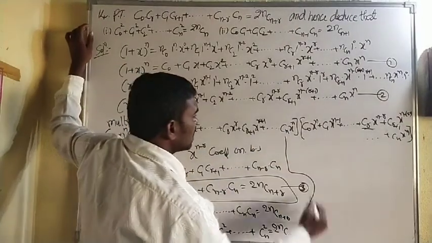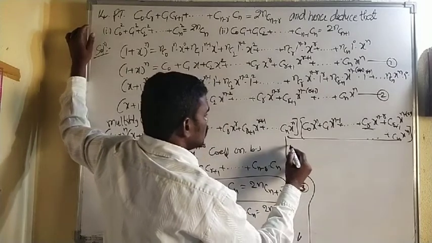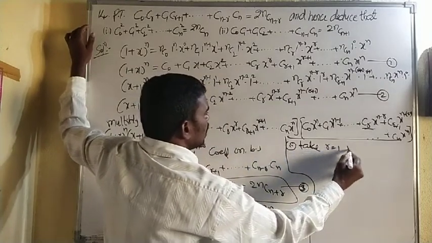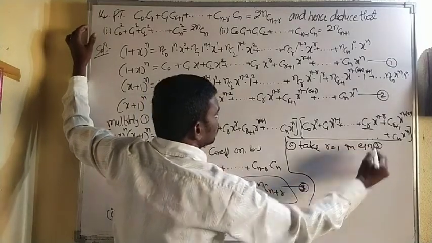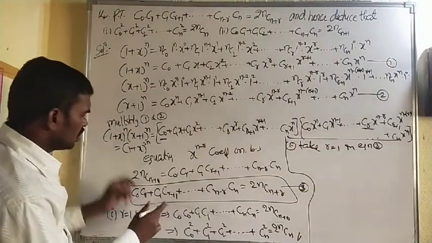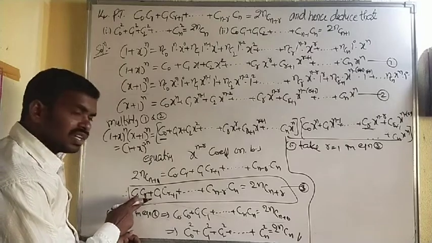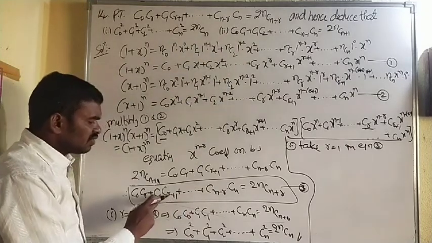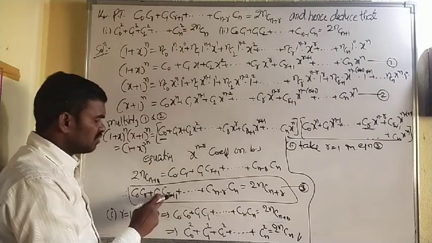Next, for the second one, what can we substitute? Okay, for the second one, take r equal to 1 in equation 3. Am I right? r equal to 1. So r equal to 1 means it becomes c0 into c1, yes, c1 into c2, and so on.